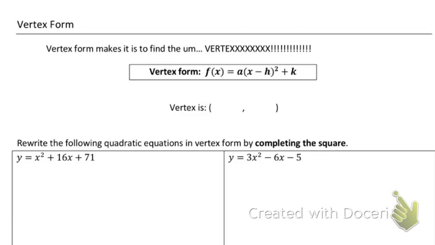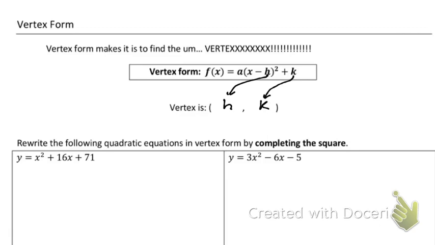Left or right means it has to do with our x value. It's how far left or right our vertex is moved. This is how high or how low our vertex is moved. So this h and k are actually our vertex values, where our h is our x value and our k is our y value. H tells you how far left or right you went. K tells you how high or how low that particular vertex goes.